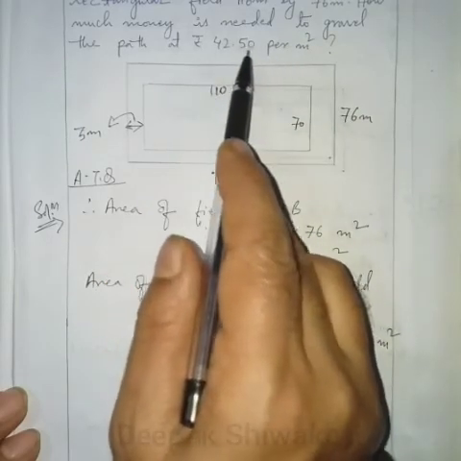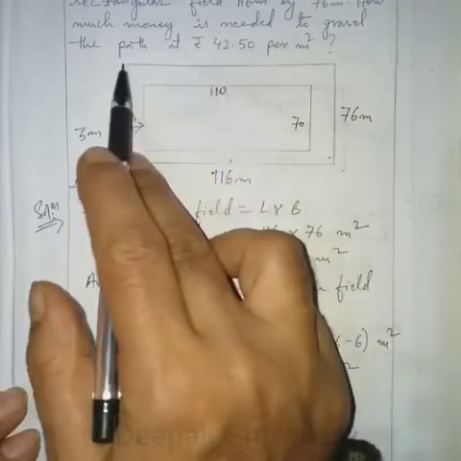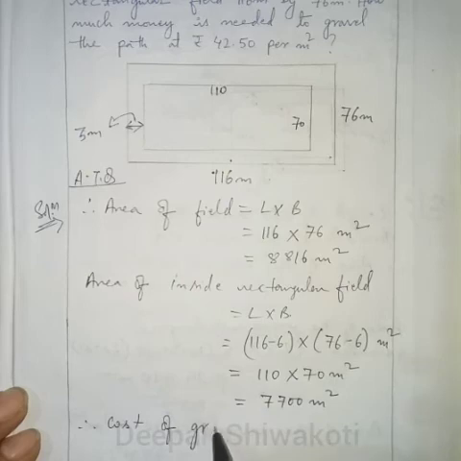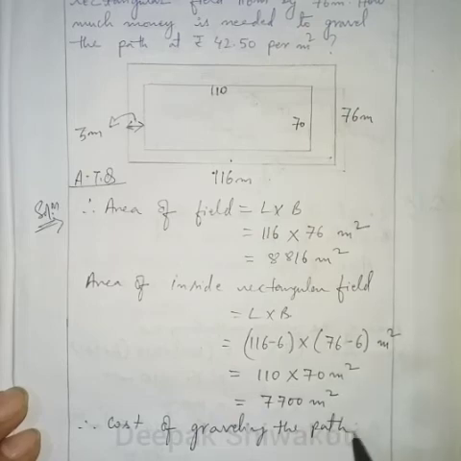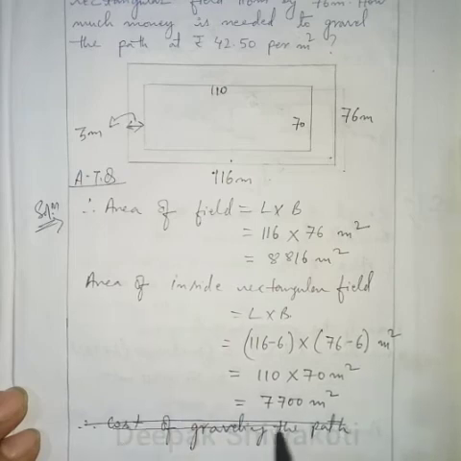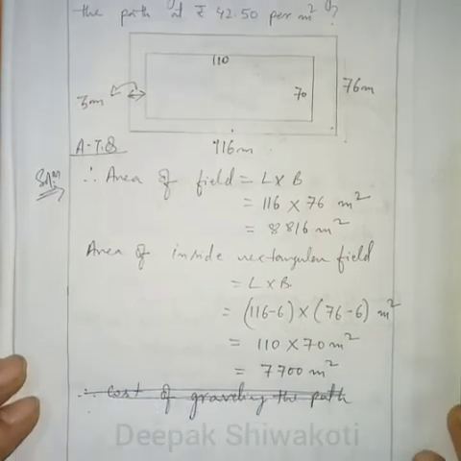Now it is asking us how much money is needed to gravel the path at rupees 42.50 per meter square. So this is the rate of graveling the path. So we can find the cost of graveling the path by multiplying the area of the path. Actually we have not found the area of the path. This step will be wrong at this point. First we have to find the area of the path.